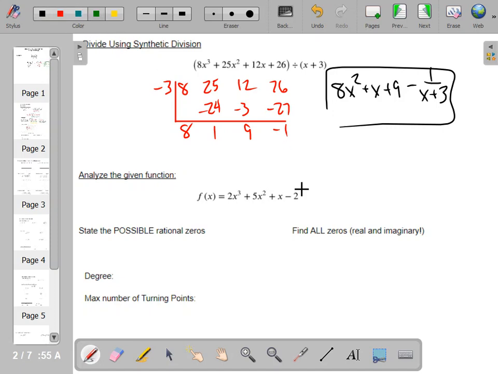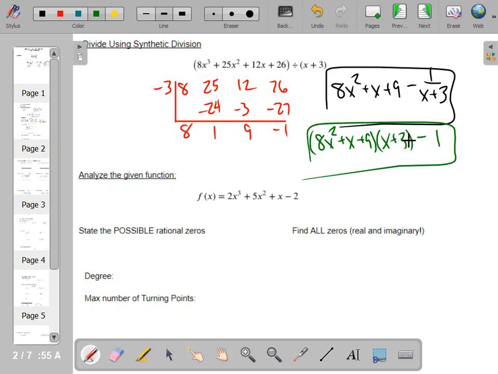Another way, sometimes we write quotient 8x squared plus x plus 9 times divisor x plus 3 plus the remainder. That's another way we've written our answer, quotient times divisor plus remainder. This way you can expand it and check it. This is more of a division answer. So this is probably what you'll see in black for your answer on the test.